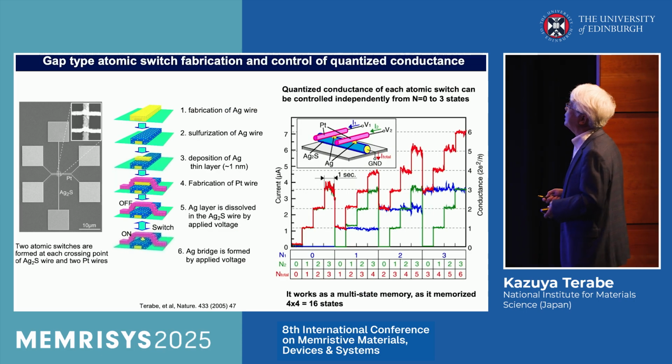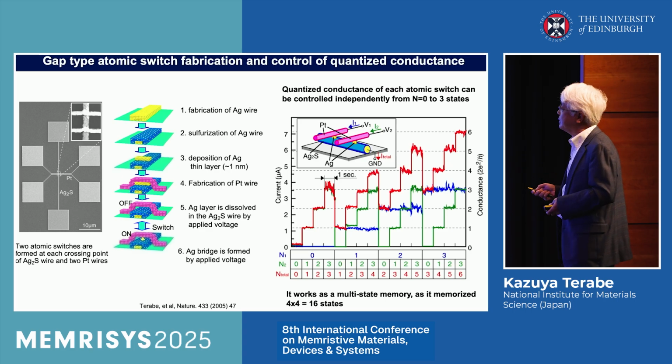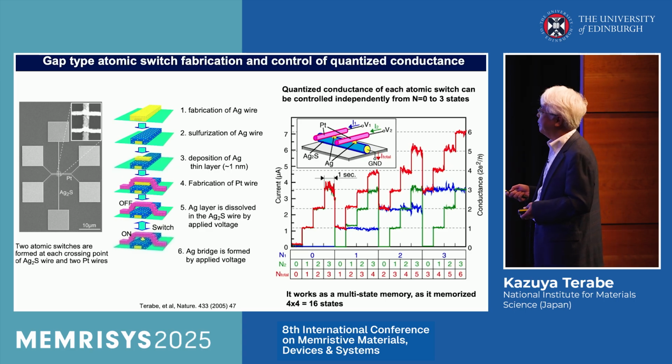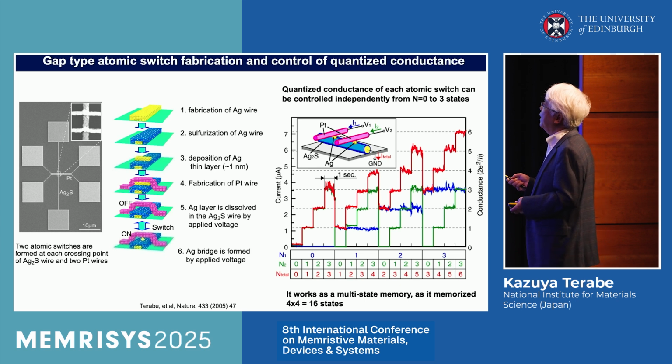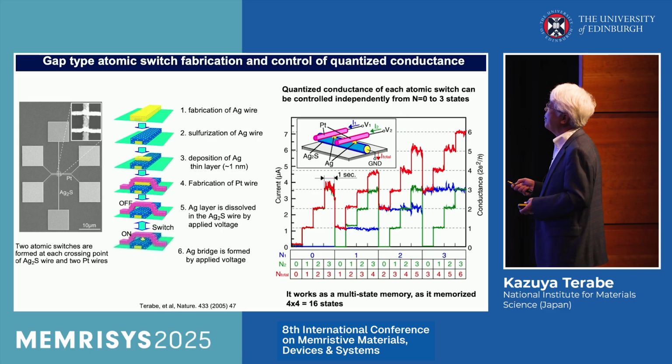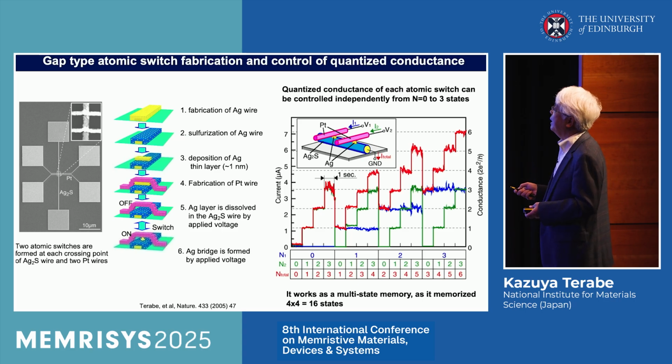But we try to fabricate the quantum conductance using conventional semiconductor techniques. This is 2 platinum wires. This is a silver wire. At the cross point, we fabricate the atomic switch. This is the fabrication procedure. At first is the fabrication of the silver wire and the sulfurization. The silver wire is partial like this. And we fabricate the silver sulfide mixed conductor, deposit the silver again, and cover it with platinum wire.